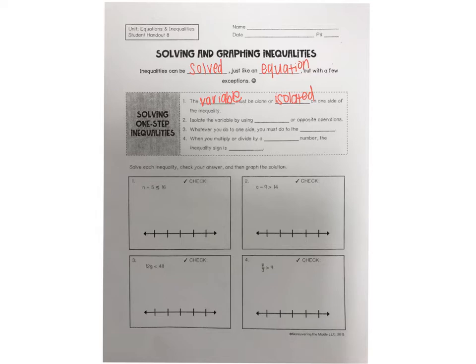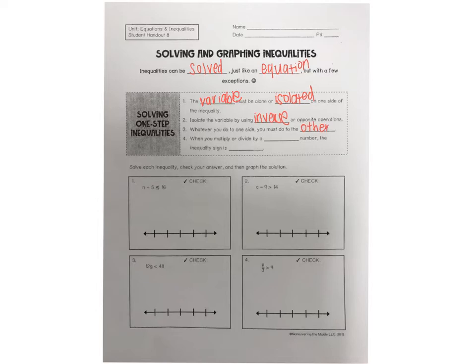You isolate the variable by using the inverse or opposite operations, just like with equations. Whatever you do to one side, you must do to the other. That is very, very important.